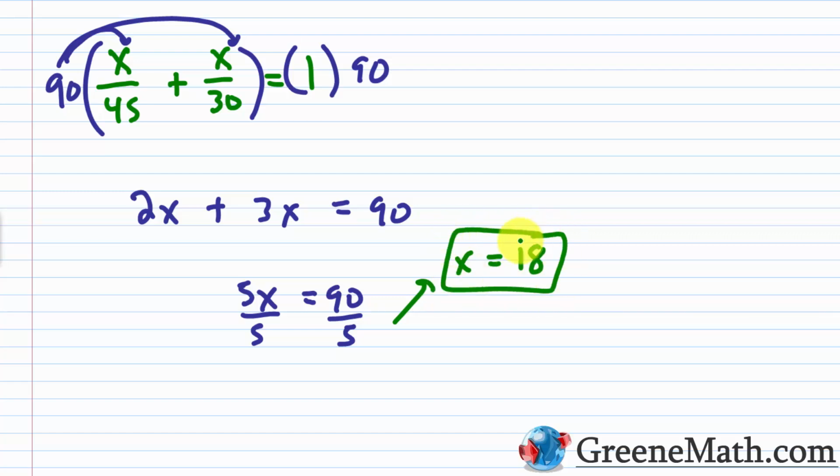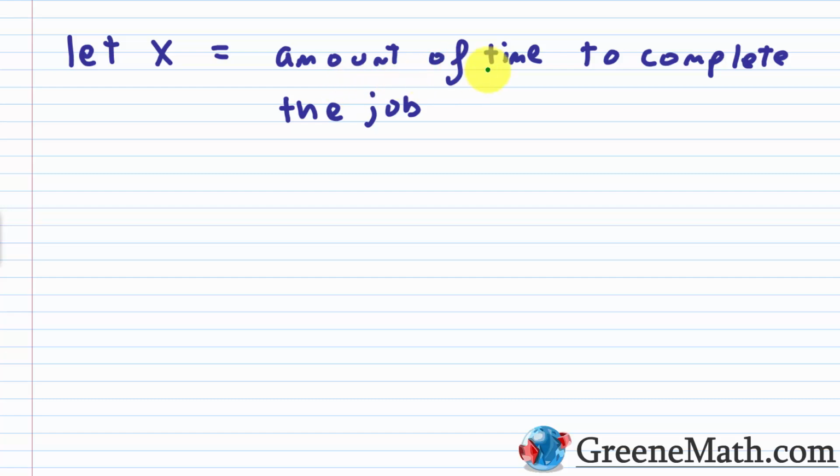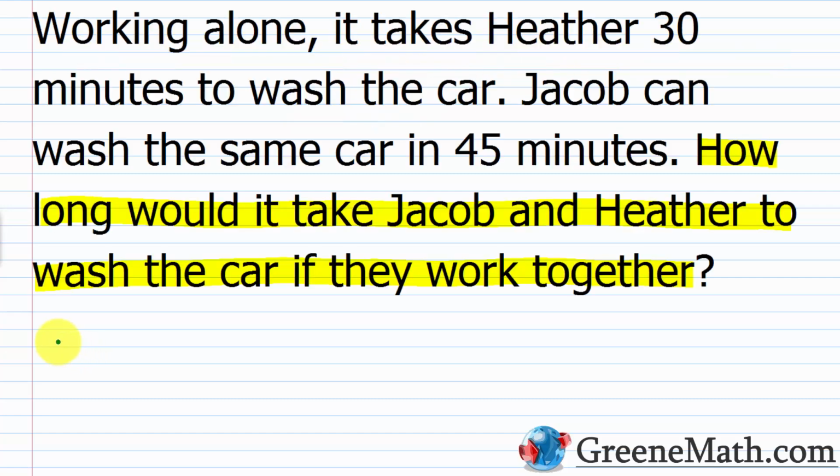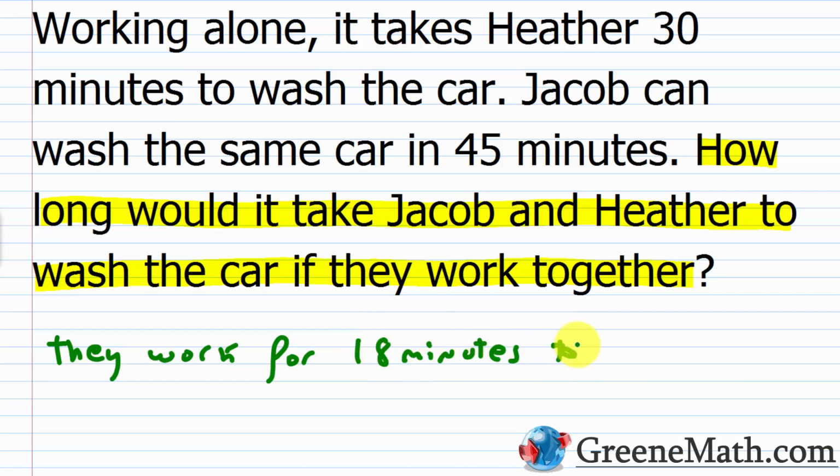So 18 is the number of minutes that they each have to work when they're working together to complete the job, right? So if we go back up, again, we said amount of time to complete the job. That's when they're working together. And of course, this is in minutes. So let me just say that they work for 18 minutes to complete the job. Okay. You can answer a whole lot of different ways there. That's just a very simple sentence to say they work for 18 minutes to complete the job.